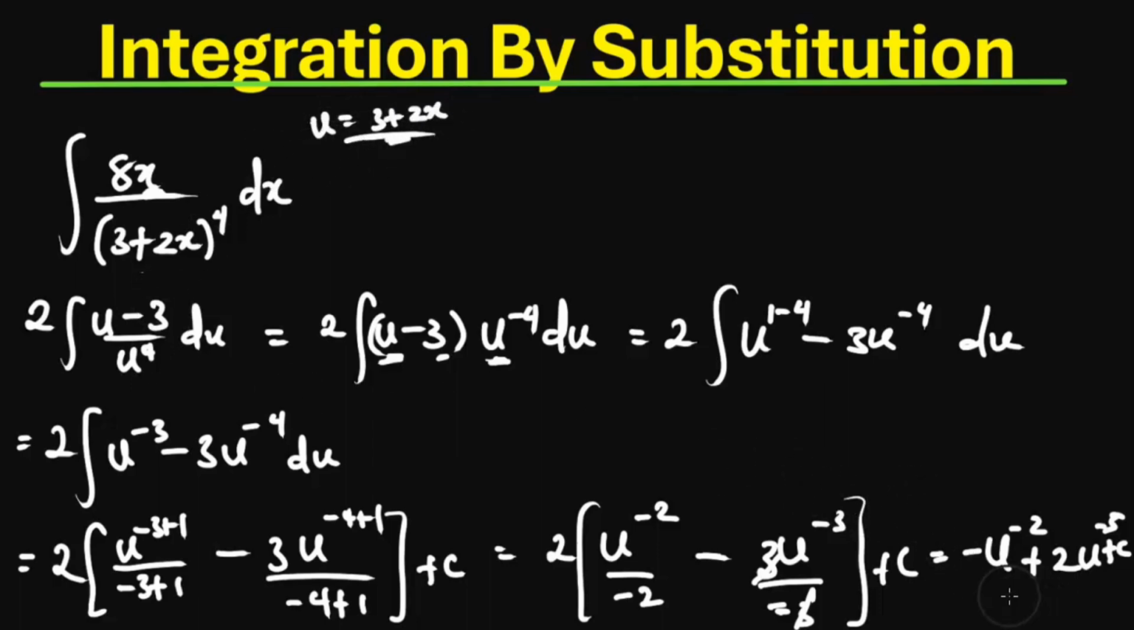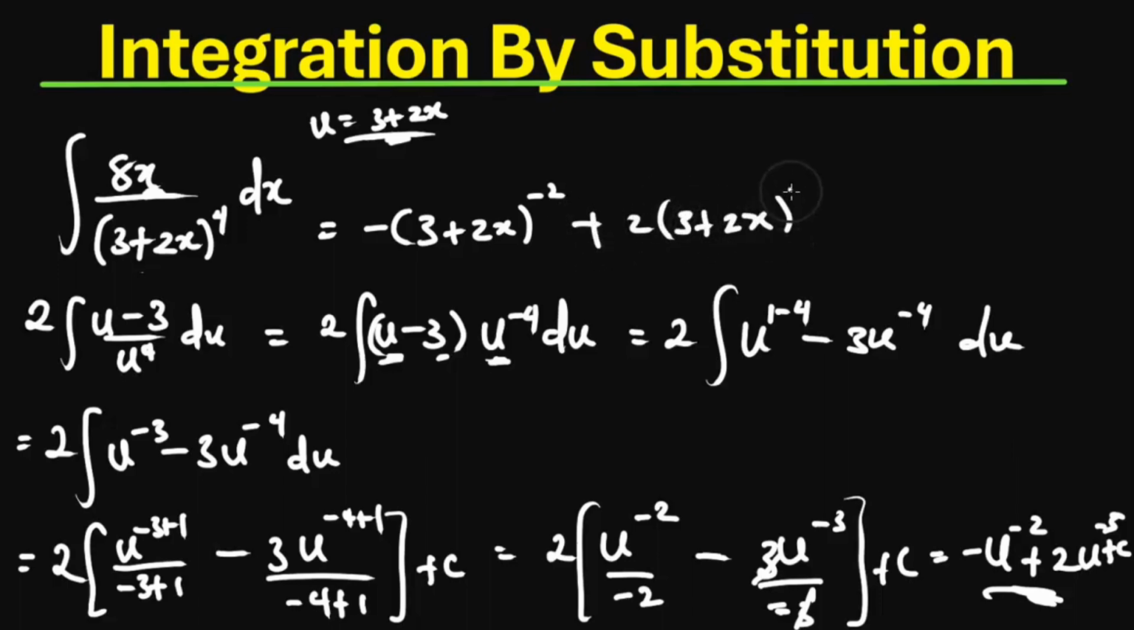So we're going to come back here and replace this guy, so this integration becomes minus, we're going to replace u with 3 plus 2x now, minus (3 plus 2x) raised to the power minus 2 plus 2 into brackets (3 plus 2x) raised to the power minus 3, plus c, and this is the answer to the question.